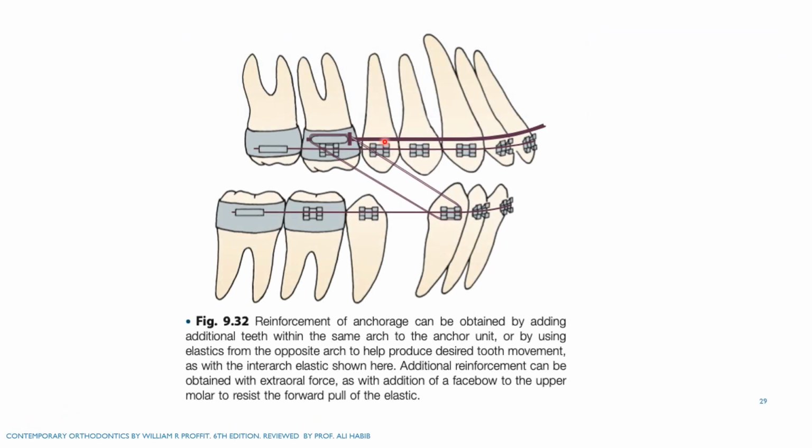This is the example here. This is the example of extraction in the lower, like in class 3 camouflage cases. So to ensure maximum anchorage, we use the upper full arch with fixed appliance and heavy wire to ensure that the molar doesn't extrude. So this will help to ensure retraction of the lower anterior teeth without losing anchorage.